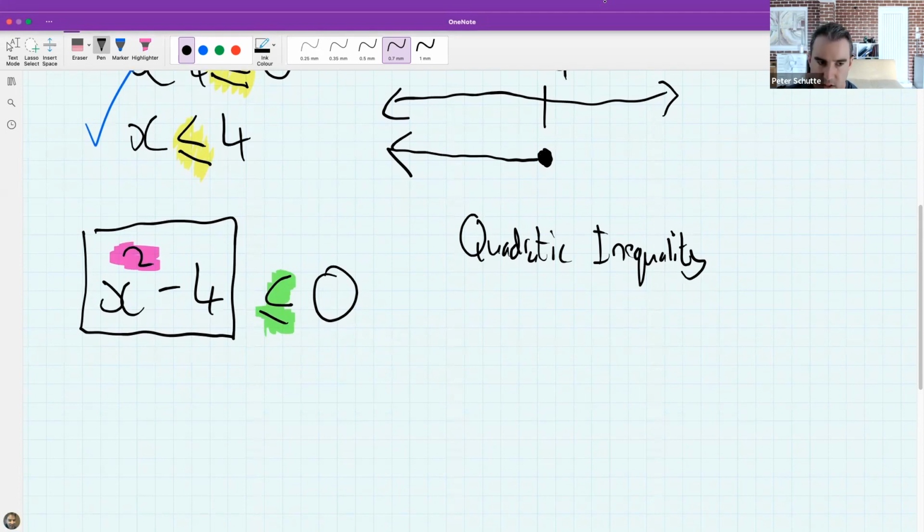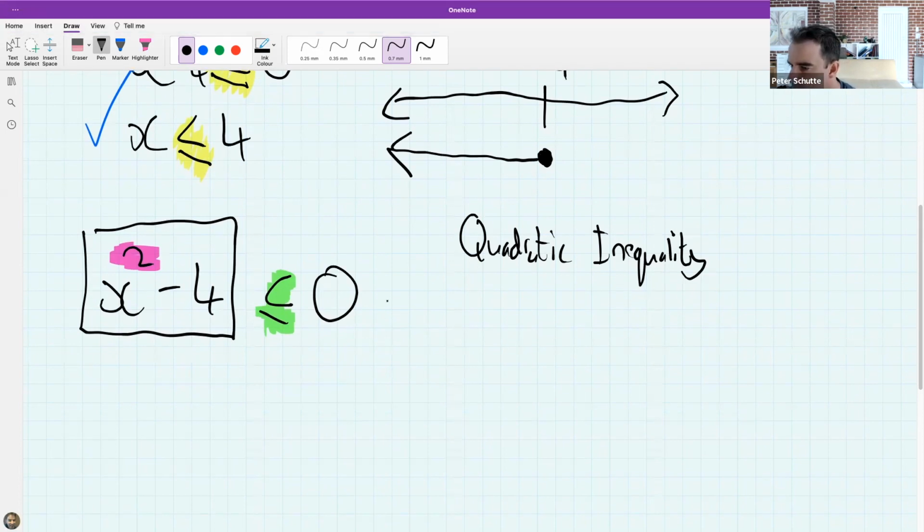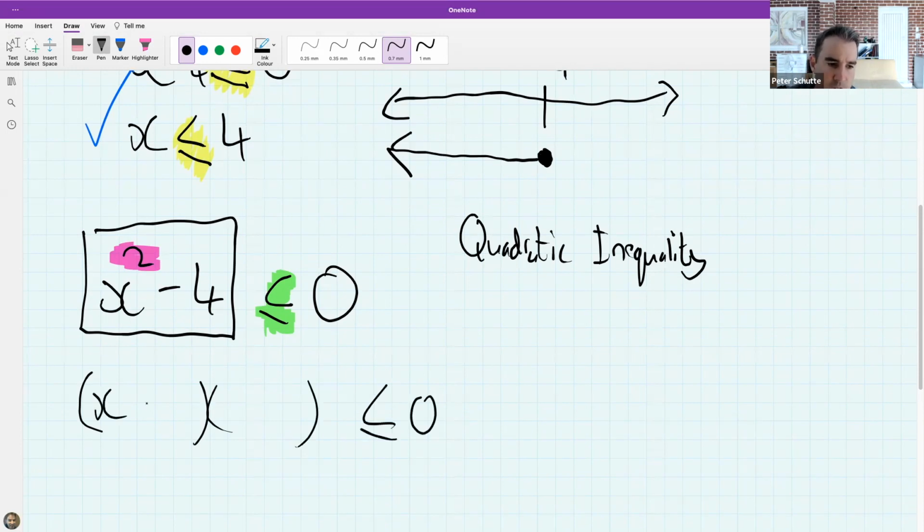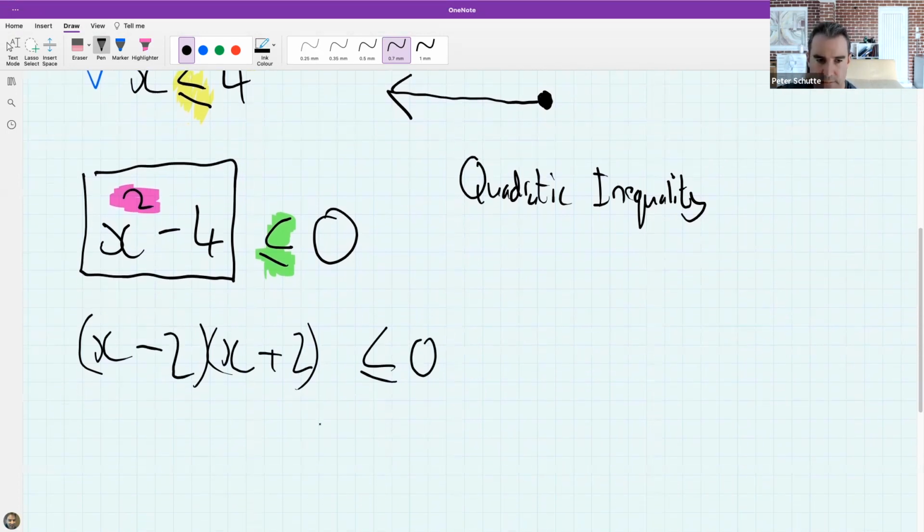Oh, okay, Awami has recognized in the chat that it is a difference of 2 squares. And with a difference of 2 squares, you have 2 brackets. It's the square root of the first term, and then minus, plus, and then 2, like that.